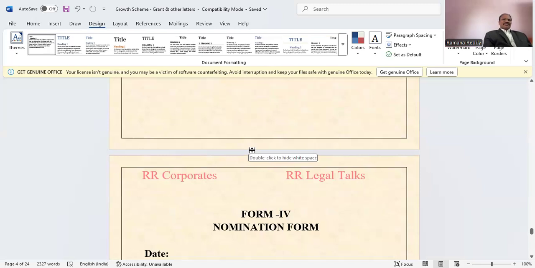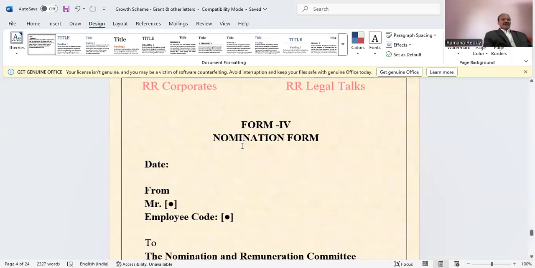So we have discussed the covering letter. We have discussed the grant letter. We have discussed the exercise letter. We have discussed the NRC nomination letter. We have discussed the acceptance letter. Now we will explain the nomination form.